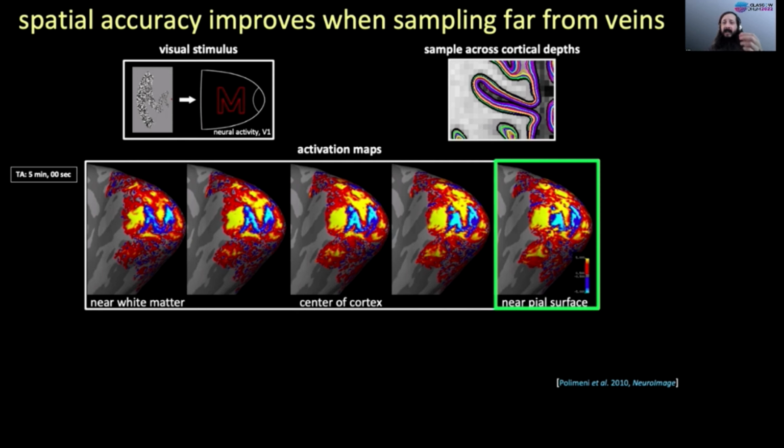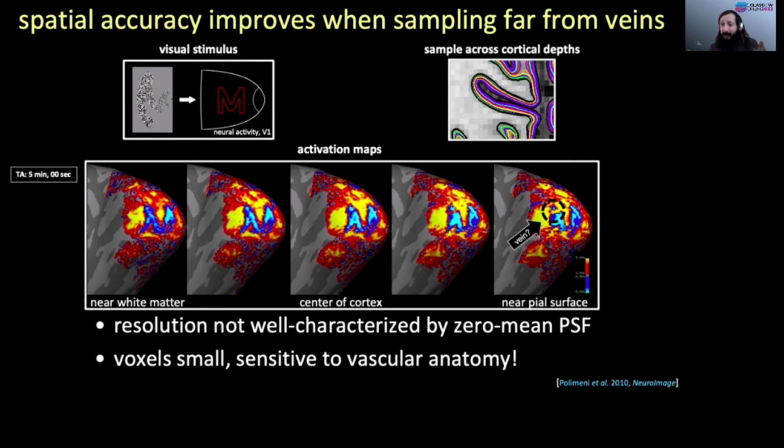So for example, we see this artifact at the pial surface that may be a vein that's cutting off the top corner of the M. So this tells us that the biological resolution of fMRI is complicated and does not appear to be a simple Gaussian point spread. And the pattern observed at the pial surface is not simply a smoothed version of the pattern that we see at the white matter surface. This is because our fMRI voxels are small and therefore sensitive to the local details of the vascular anatomy.